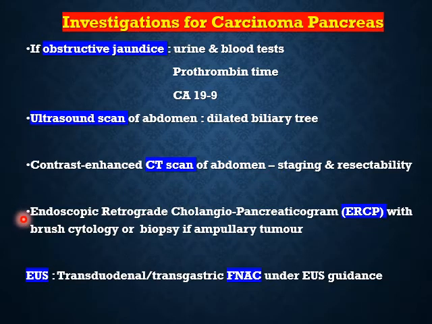Next, you have the ERCP or the endoscopic retrograde cholangiopancreaticogram, which helps determine the status of the biliary ducts, as well as use brush cytology or biopsy in cases of ampullary tumors. And lastly, you have the endoscopic ultrasound, which is transduodenal or transgastric ultrasound with FNAC. Under this ultrasound guidance, you have a closer look at the head of the pancreas and biopsies can be taken through this method.